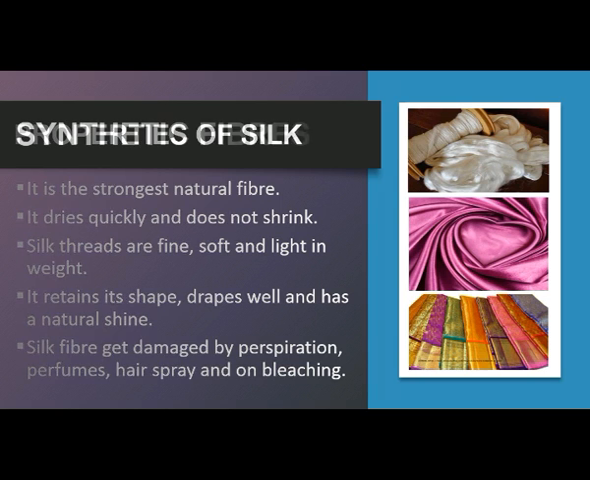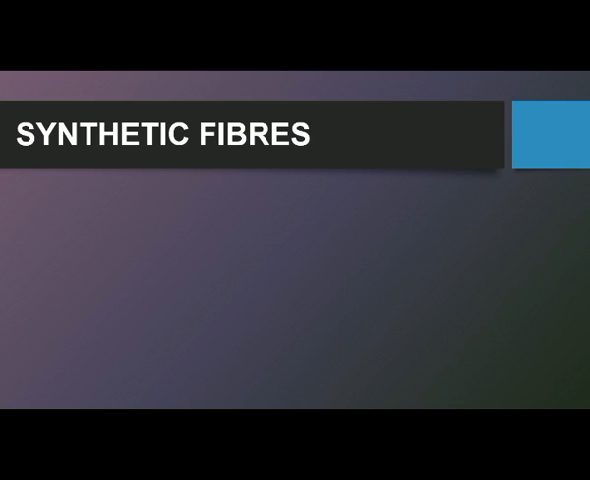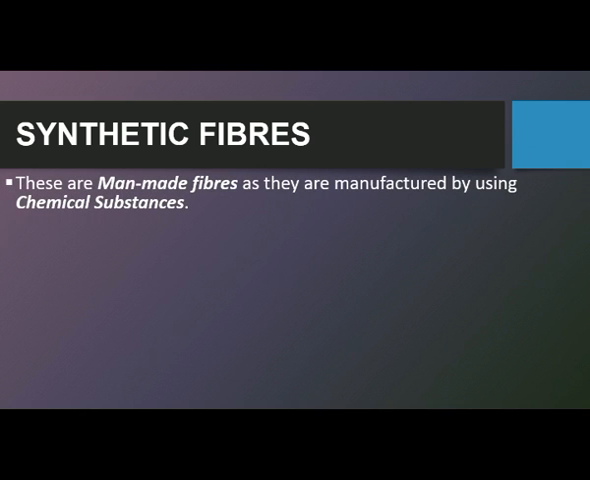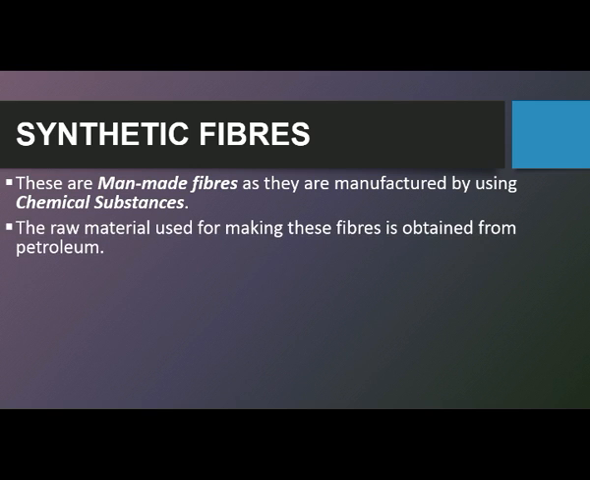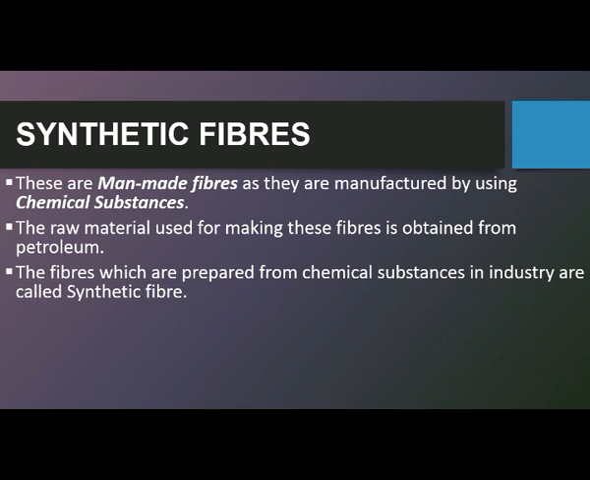The next is synthetic fibers. They are widely common nowadays. They are man-made fibers and manufactured by using chemical substances. The raw material used for making these fibers is mainly obtained from petroleum. During refining of petroleum, various chemicals are obtained, which are the main source. The fibers which are prepared from these chemical substances in industry are called synthetic fibers. They are used to make fabric, carpet, ropes, strings, etc.